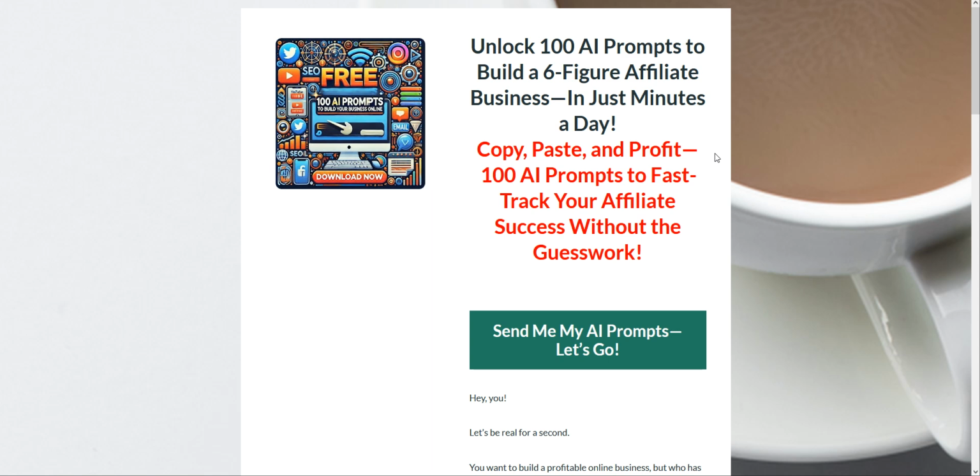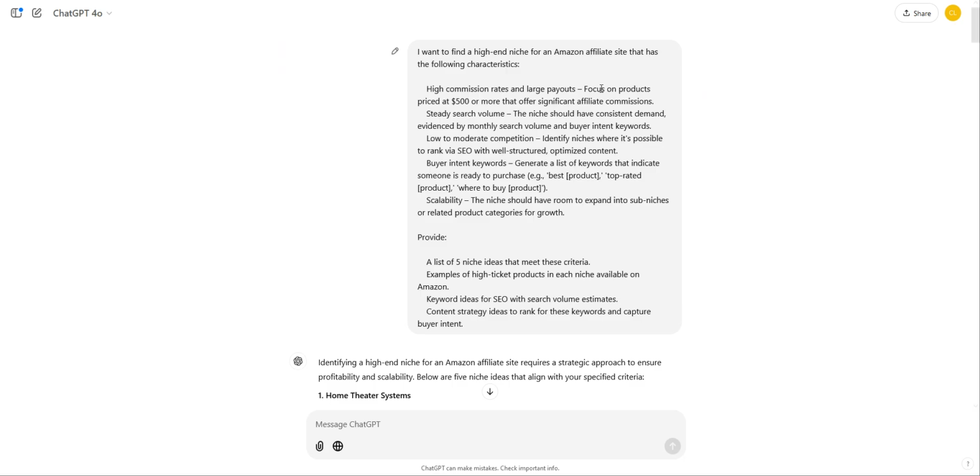Okay, so let's get straight on with how you can turn ChatGPT into a niche finding monster, and a few things to look at. So first off, I'm doing high-end niches. The reason being is we're picking an Amazon affiliate niche as an example, but you could actually use this to find niches generally. It doesn't have to be Amazon affiliate. High end, obviously, because you're going to make more commission.